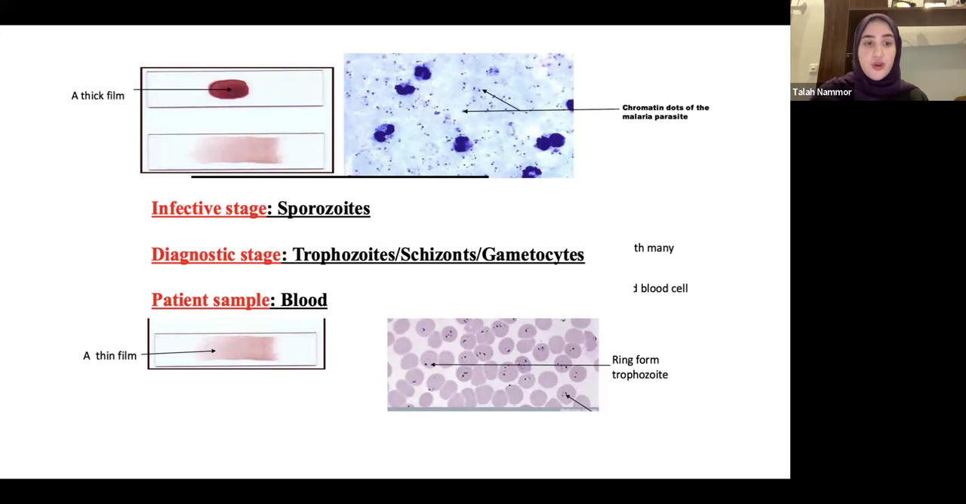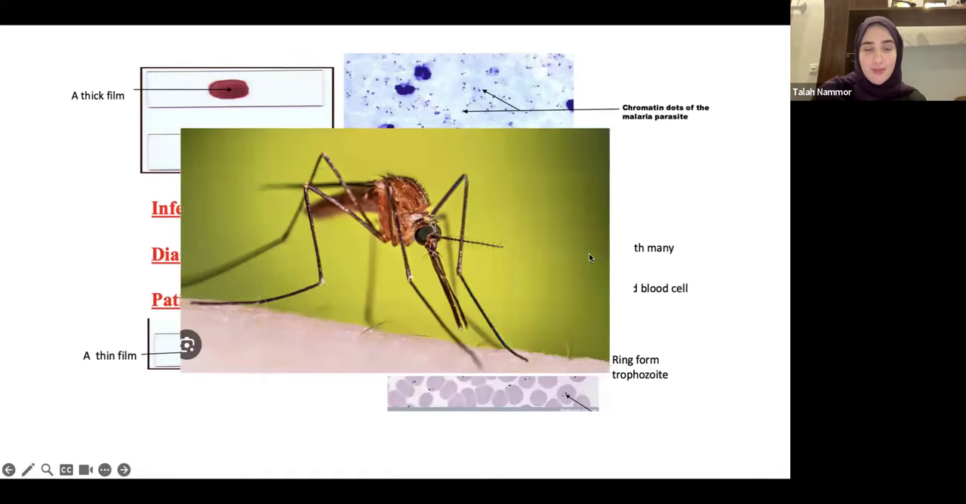Yeah. So infective stage, sporozoites. Diagnostic stage, trophozoites, gametocytes, or schizonts, and the patient sample is blood. And this is our very beautiful vector, which is the female Anopheles mosquito.